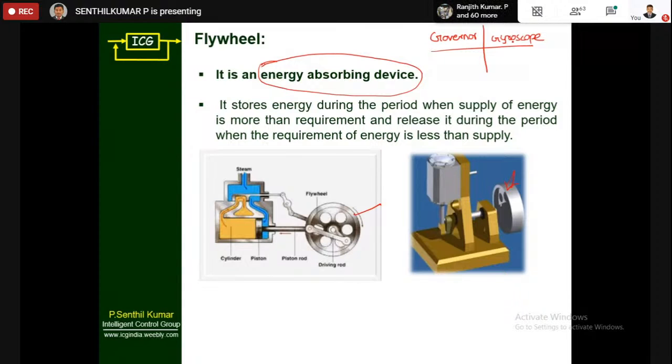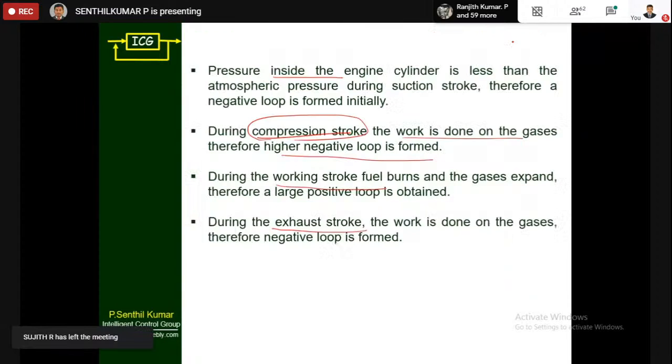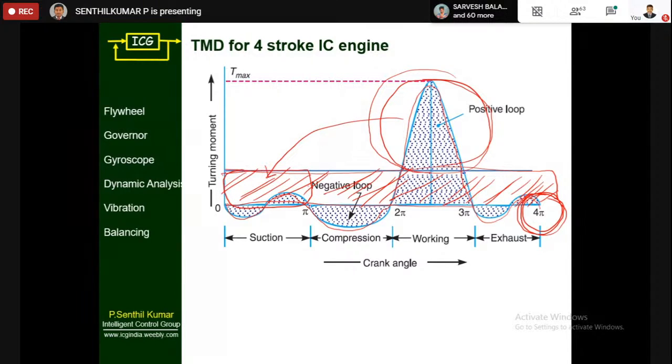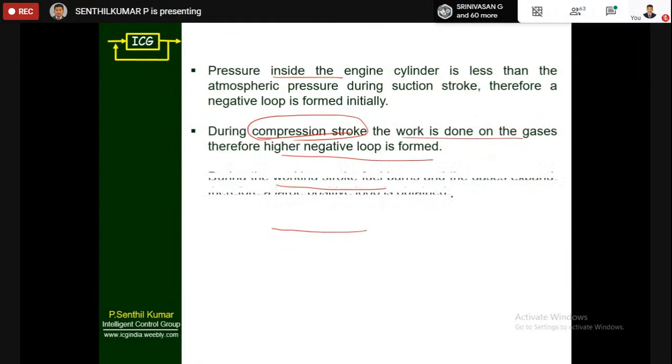Flywheel is an energy absorbing device. What happens when you use flywheel? Very simple. There is an extra energy, and flywheel absorbs this energy. Then when it comes here, there is a shortage of energy, so flywheel supplies energy here. Again there is a shortage, and again flywheel supplies energy. So flywheel stores excess energy and then gives it back wherever it is required. Okay, so that's a simple thing about flywheel.